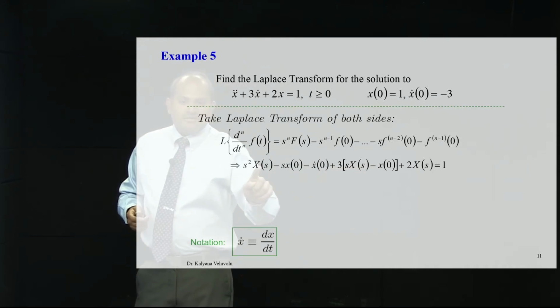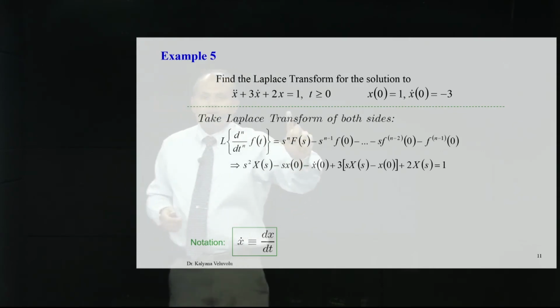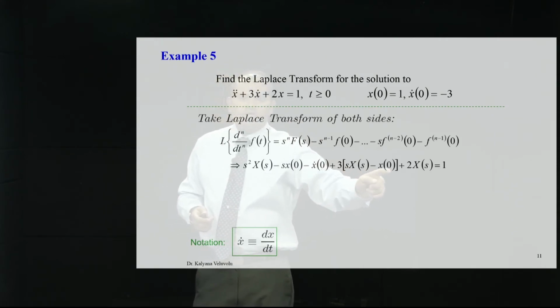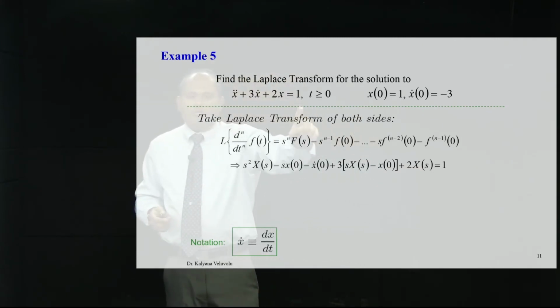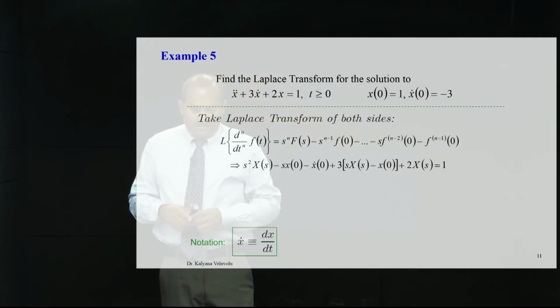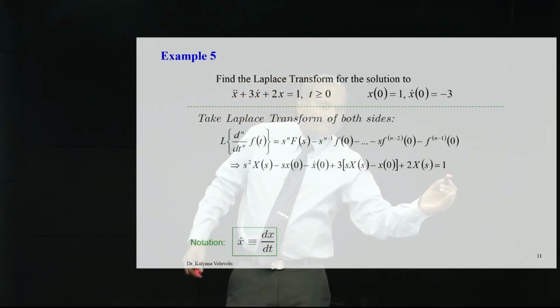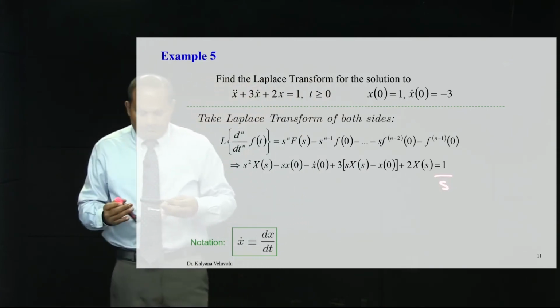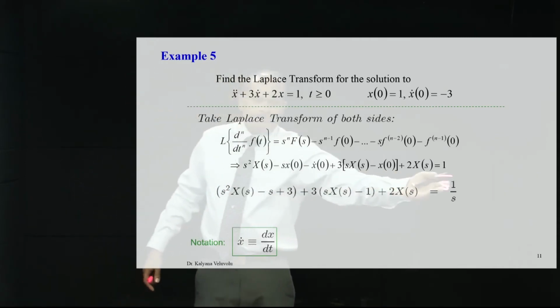This is a second order function, so I need two initial conditions. So, I get s into x of 0 minus x dash of 0, and similarly for 3x dot, you have 3 into s into x of s minus x of 0, and for just x we have simple x of s. And then the Laplace transform of 1 is 1 by s. Actually, there is a typo here, so the correct expression is 1 by s. Please make a correction.